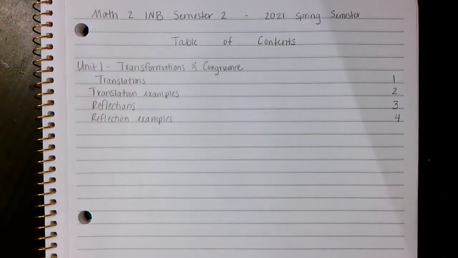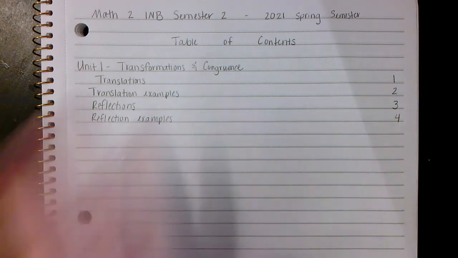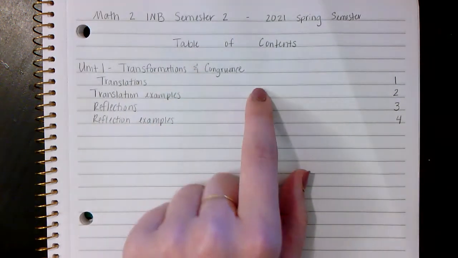Hey guys, so today we are going to look at our notes for reflections. We're still in our first unit, which is transformations and congruence, and we are looking at moving different shapes on a coordinate plane and the different ways that you can move them. So here you'll see the picture of our table of contents.